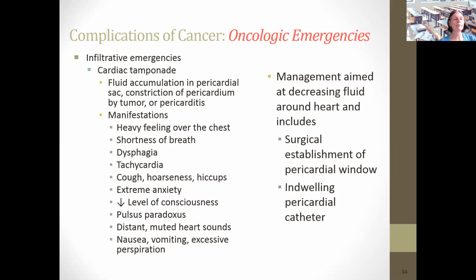So what do we do? We have to get the fluid out from around the heart. So we might take them into surgery and establish a pericardial window, open an opening in the sac to drain the fluid out. We can put a pericardial tube in, like a pericardial chest tube, or we can put an indwelling catheter there to drain the fluids off.